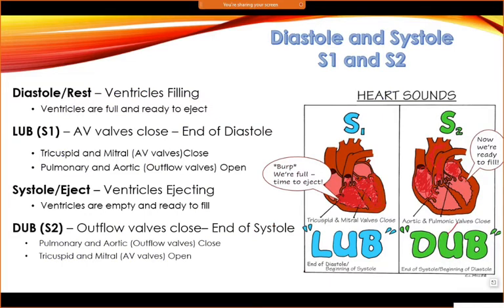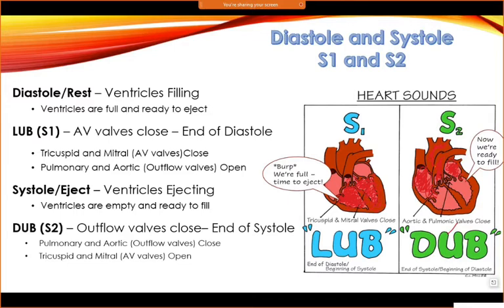The sounds we hear, lub-dub, are the sounds of valves closing. We only are supposed to hear valves when they close. Otherwise, valves don't make any noise. So lub-dub is the sound of valves snapping shut. And what happens with lub is your AV valves close, and that is the end of diastole. Diastole is when the ventricles are filling. They call it rest. It's not really rest. The heart never rests, ever, ever, ever. But they call it rest because the ventricles are filling.